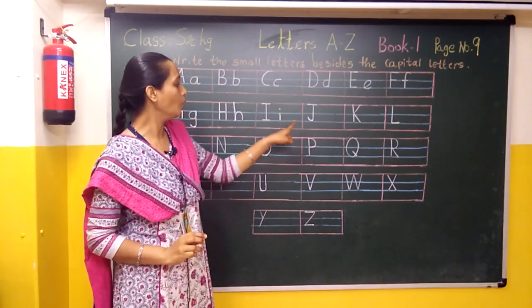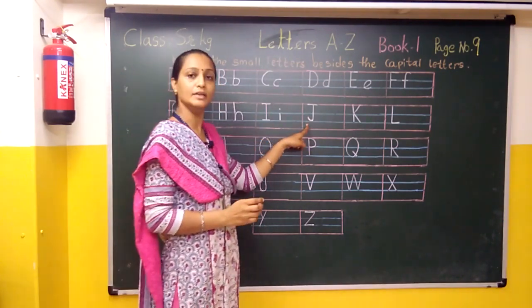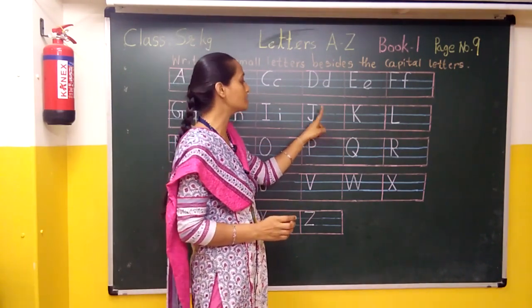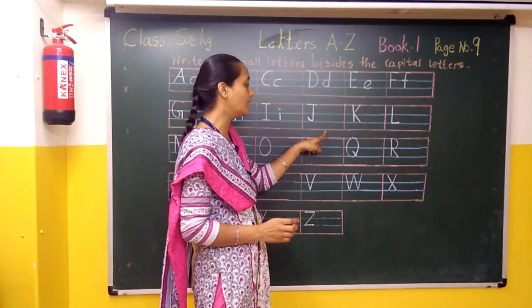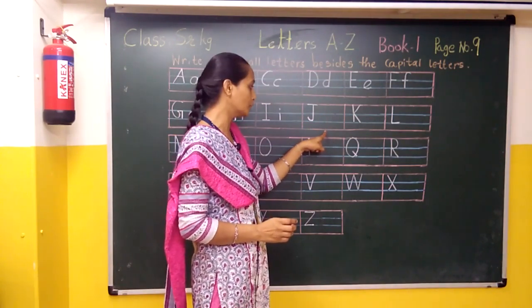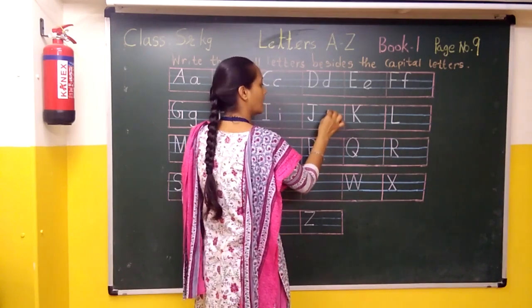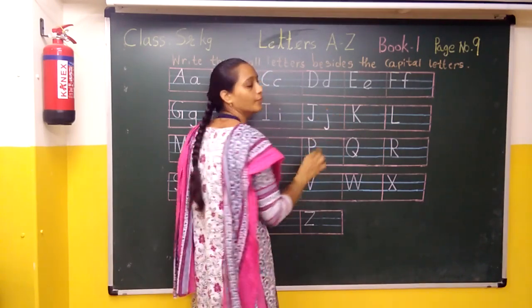Now, next is capital J. Here we will write small j. We will start from the second line and then we will touch the fourth line. Write like this and we have to put a dot here.